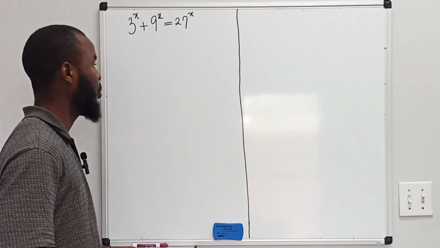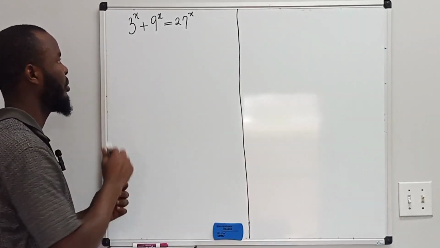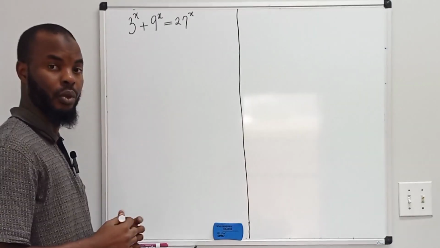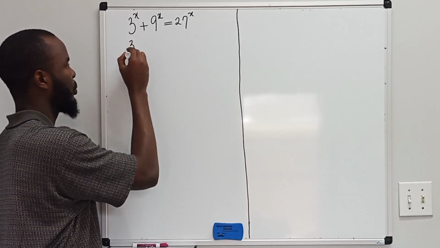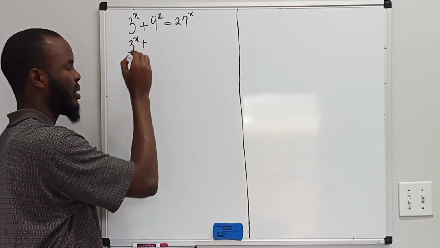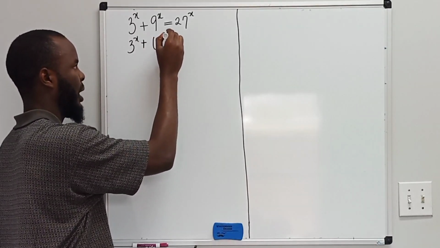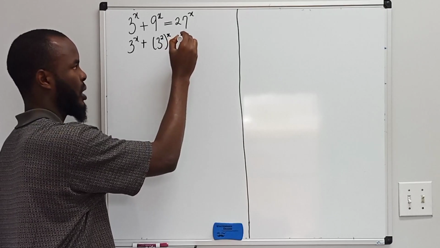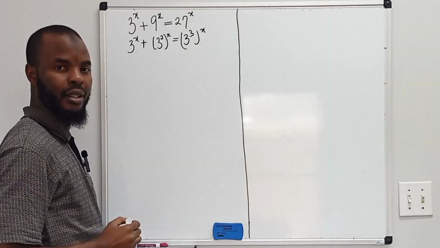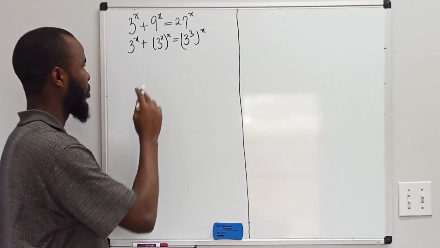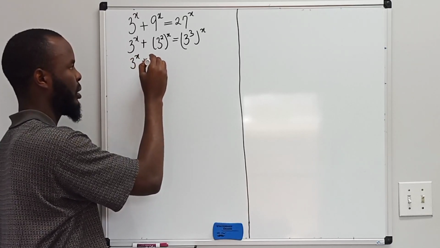Today we want to solve for x in the equation given to us above. So here we have 3 to the power of x plus 9 to the power of x equals 27 to the power of x. Rewriting this given equation, we have 3 to the power of x plus 9, which can be written as 3 to the power of 2x, and also 27 can be written as 3 to the power of 3x.